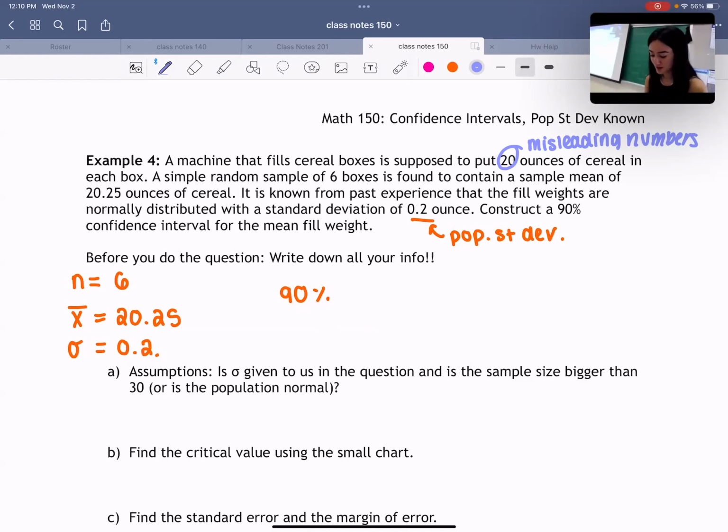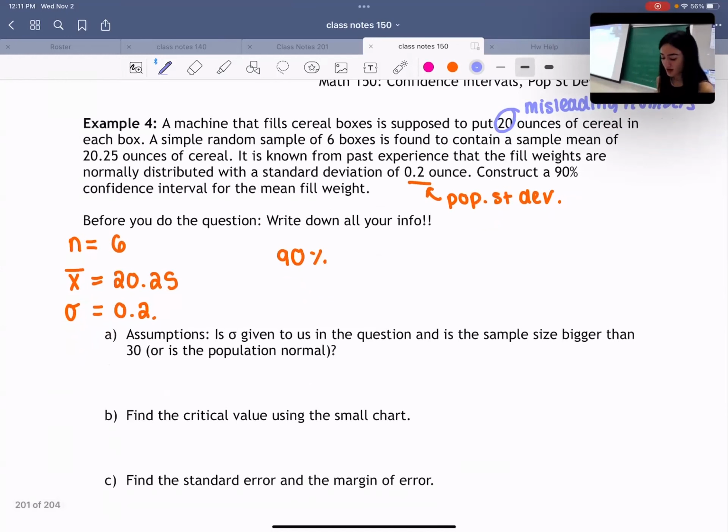Let's go through our assumptions. The first question is: is sigma given to us? Yes, it's in the question, so I'll write, yes, sigma is given. We know it's 0.2. Next, is the sample size bigger than 30? No, 6 is definitely less than 30. So can we still do the question? Yes.